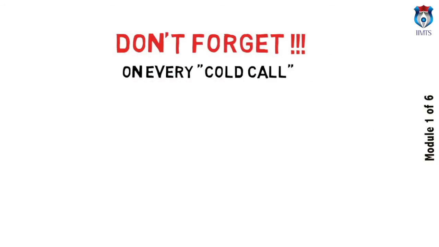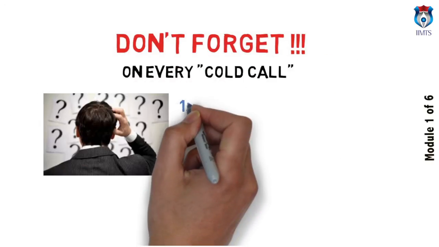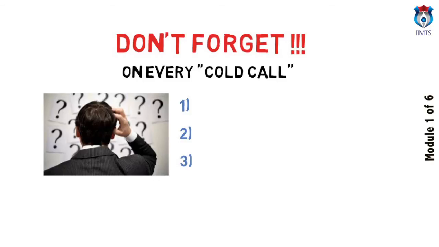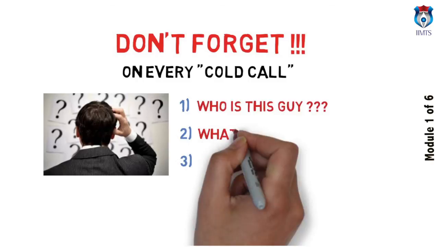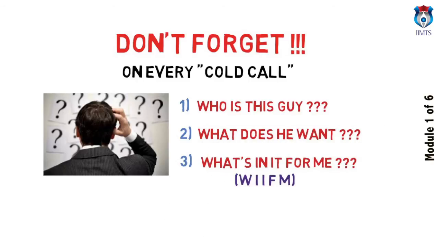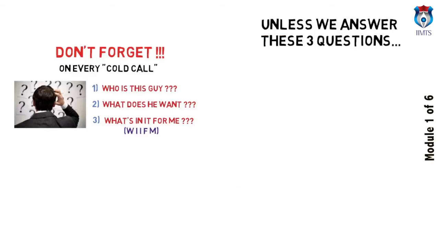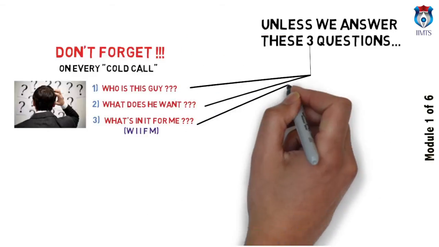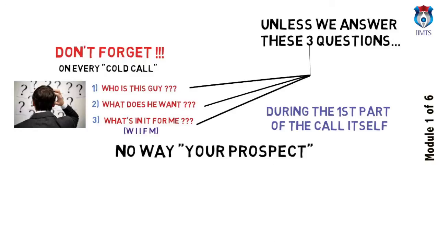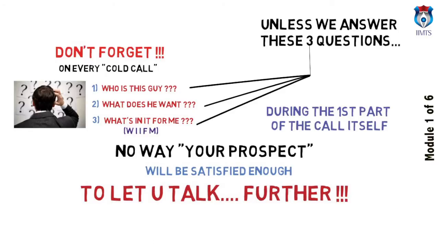And let's not forget that every time we make an outbound call, there are 3 questions that pop up into the prospect's mind first. Who is this guy? What does he want? What's in it for me? So unless we answer these 3 questions properly right in the first part of the call itself, there is absolutely no other way to make your prospect satisfied and have them let you talk further.